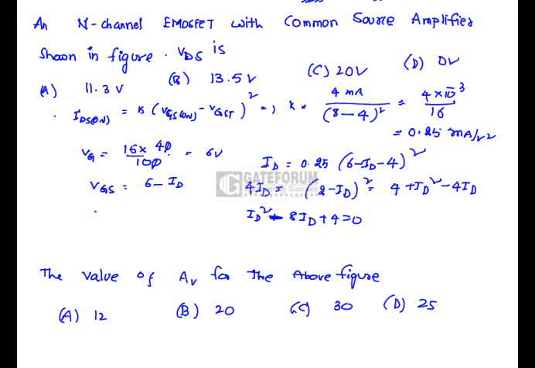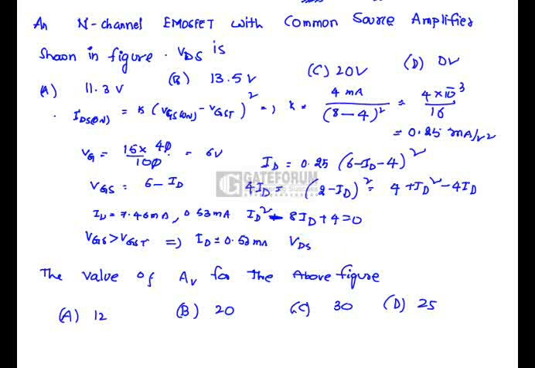So if we solve this quadratic equation, we will get ID as 7.46 milliamps and 0.53 milliamps. So we have to choose the appropriate value out of these two. VGS must be greater than VGST, so if we choose ID, VGS has to satisfy this. From this approximation, ID is going to be 0.53 milliamps.